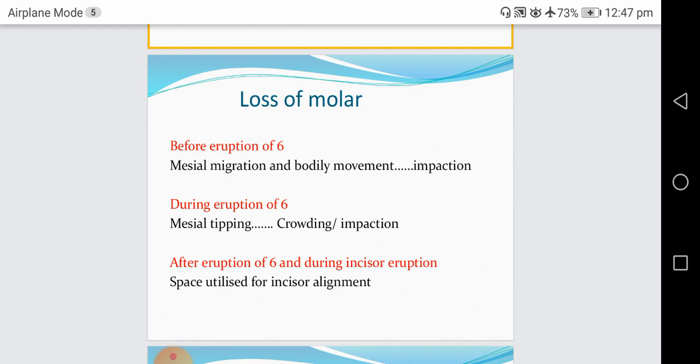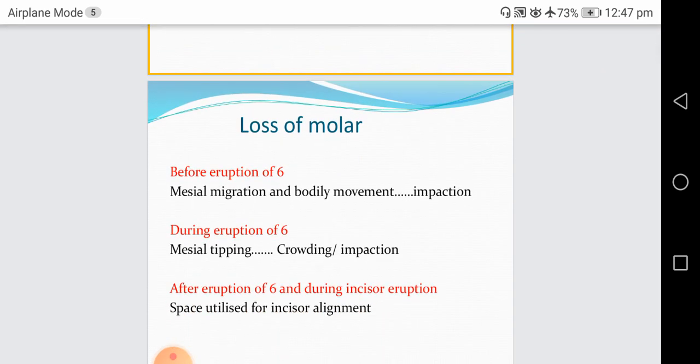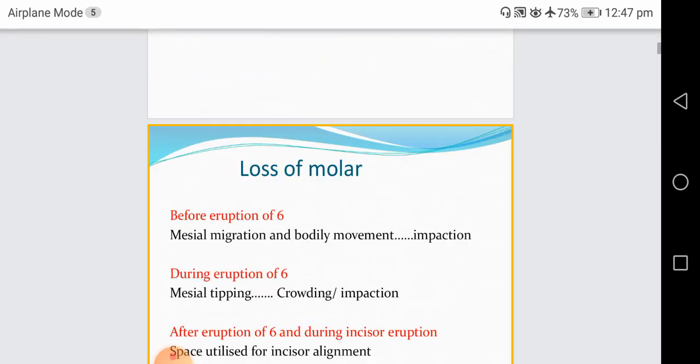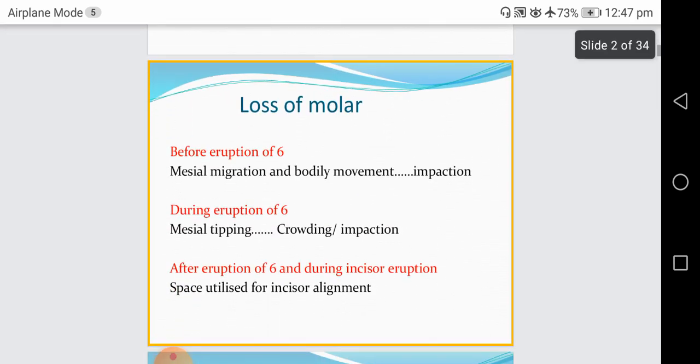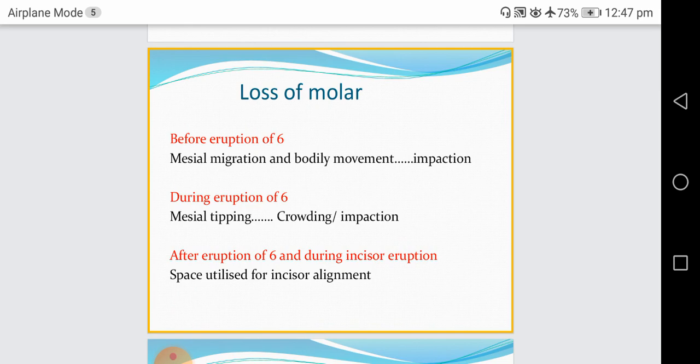ഞാൻ പറയുന്ന ക്ലിനിക്കൽ സിറ്റുവേഷൻ നിങ്ങളൊന്ന് ഇമാജിൻ ചെയ്ത് നോക്കണം. ഓക്കെ, ഈ 6 ഇറപ്റ്റ് ചെയ്യുന്നതിന് മുന്നാണ് ഈ പോകുന്നതെങ്കിൽ 6 ഇറപ്റ്റ് ചെയ്ത് അത് ബോഡിലി മൂവ് ചെയ്ത് ഈയുടെ പൊസിഷനിൽ നിൽക്കും. So 5 will get impacted. And if E is getting lost during the eruption of 6, it will result in mesial tipping of 6 and it will result in crowding or impaction.